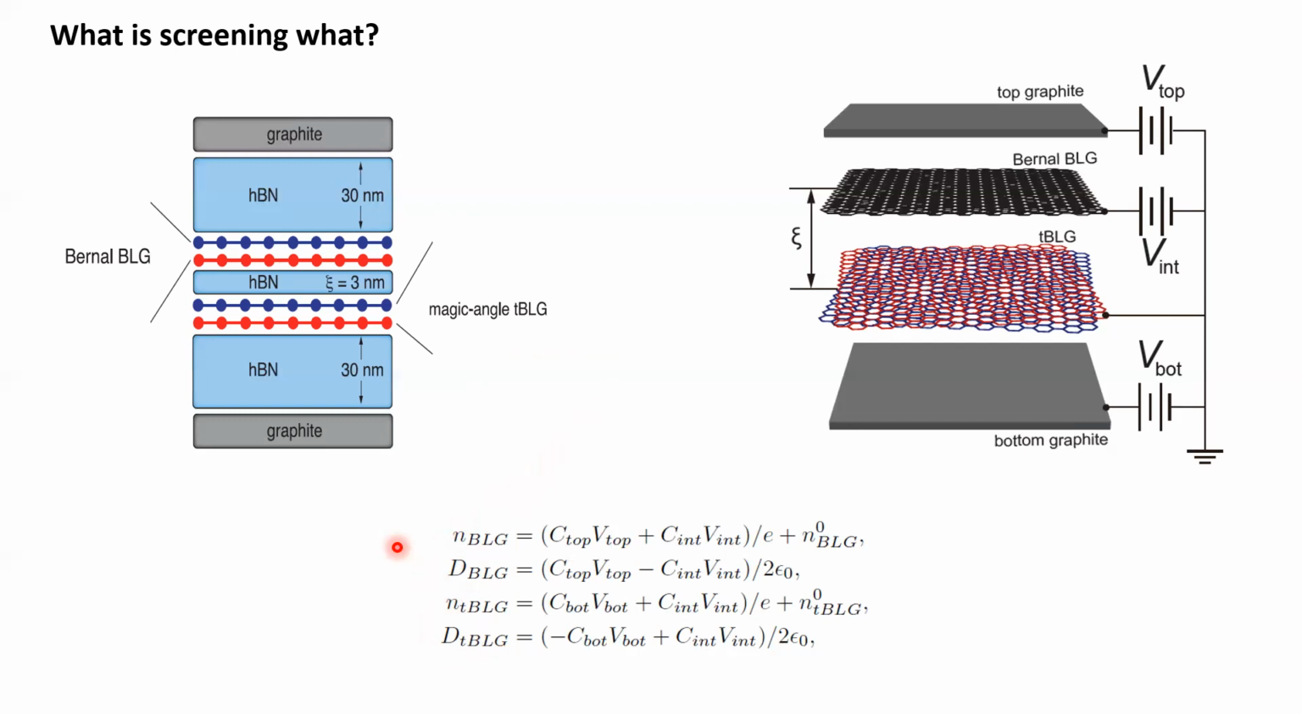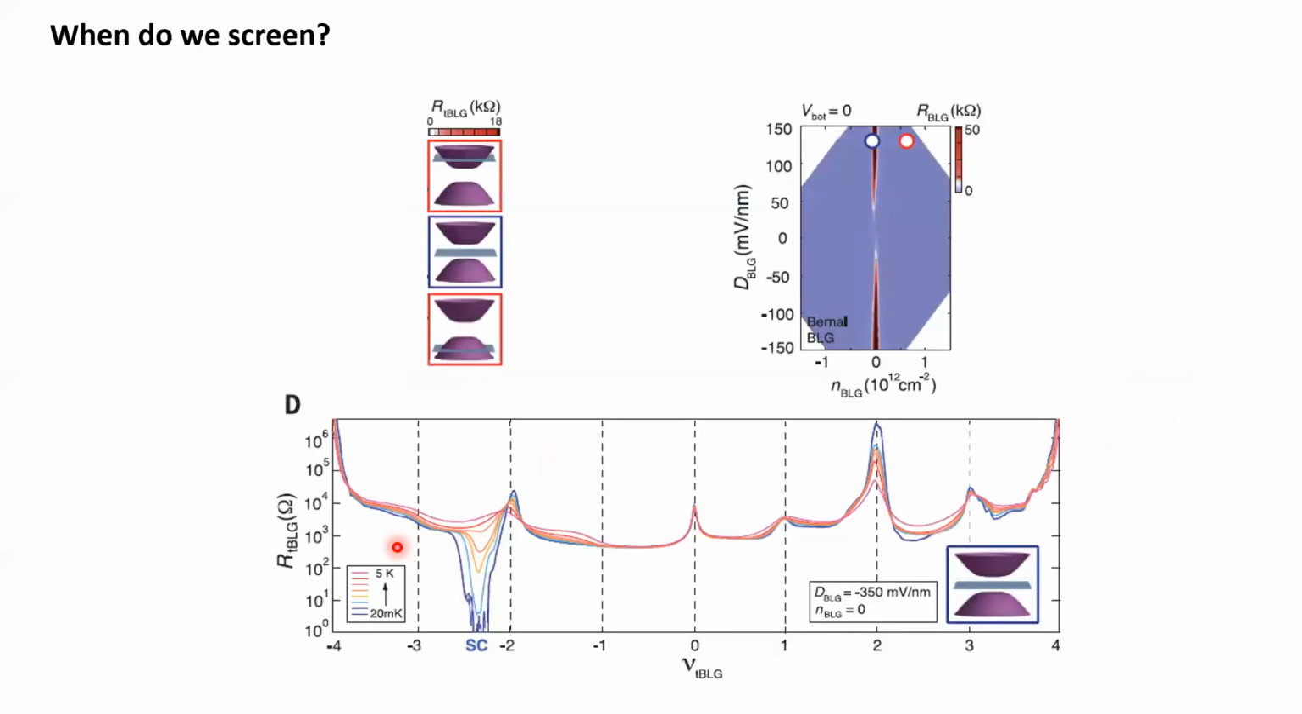Okay, now we know what is screening what. Now we ask, when do we screen? This is a schematic cartoon of the band structure of the normal bilayer graphene. If the chemical potential is in the gap, then we say bilayer graphene is insulating. If the chemical potential is in the conduction band or in the valence band, then bilayer graphene is conducting. If bilayer graphene is conducting, then we are screening. If bilayer graphene is not conducting, then we are not screening.